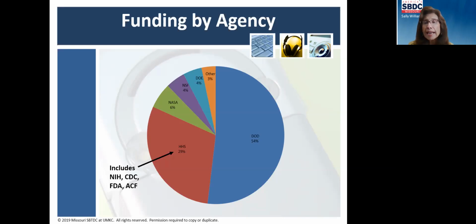If you look at the HHS spending, the majority of that is in NIH grants. Then the next largest is NASA, followed by NSF, National Science Foundation, Department of Energy, and then all the other agencies make up only 3% of the total SBIR funding. And again, you will notice that they will have smaller amounts available in grants.